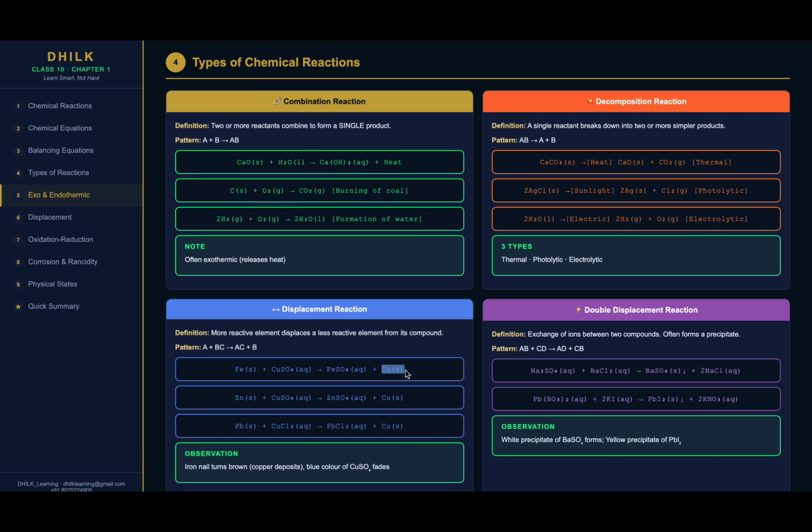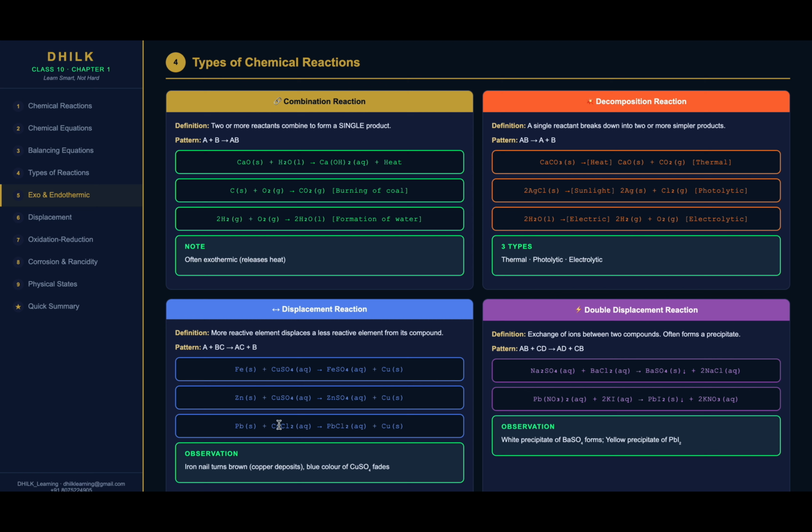Now there are other examples also. Zinc is reacting with copper sulfate. Here, comparing zinc and copper, zinc is the more reactive element. So it will displace the copper from copper sulfate and form the product ZnSO4, zinc sulfate, and release the copper. The next example is Pb plus CuCl2 gives PbCl2 plus Cu. Here you can see Pb is more reactive than copper. So Pb can displace the copper from copper chloride and form PbCl2 and release the copper. So basically we can say the strongest person is replacing the weakest person.